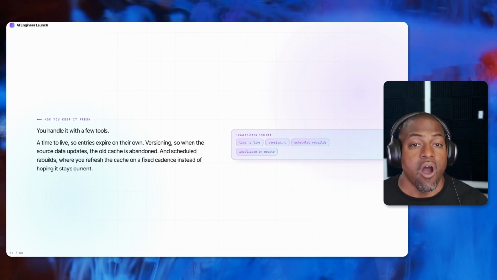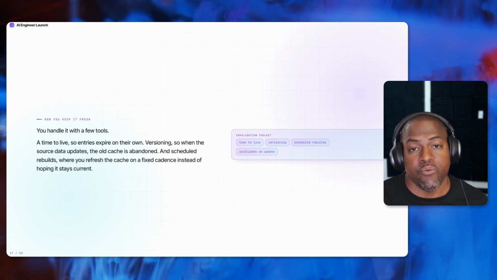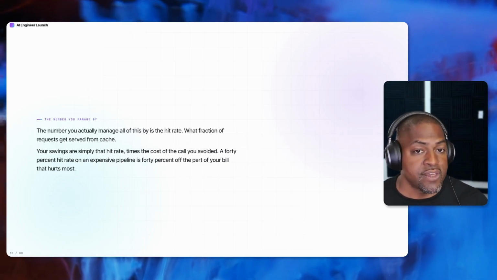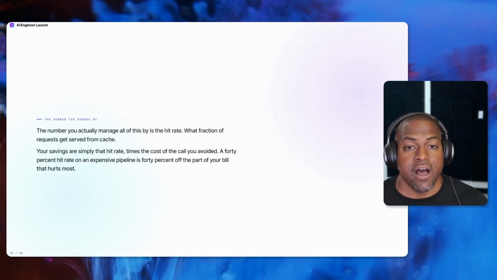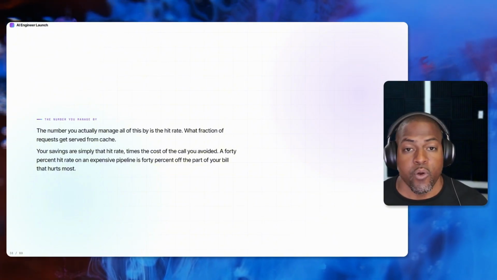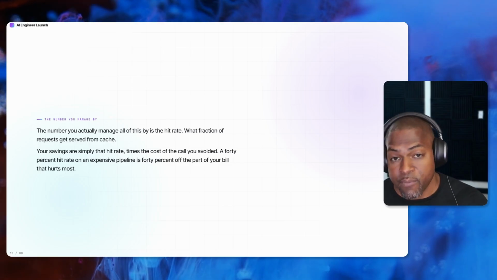The number you actually manage all of this by is the hit rate. What fraction of requests get served from cache? Your savings are simply that hit rate times the cost of the call you avoided. A 40% hit rate on an expensive pipeline is 40% off the part of your bill that hurts most.